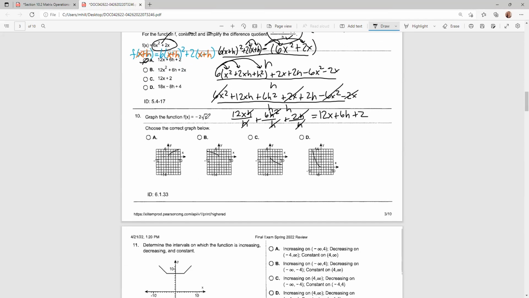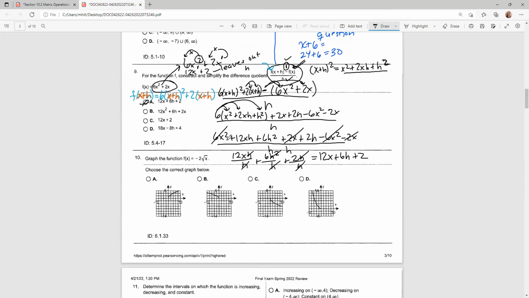Number 10, negative 2 times the square root of x. Let me stop real quick. So you may have questions or I need to slow down.